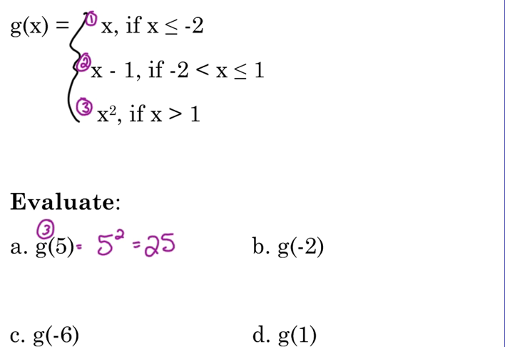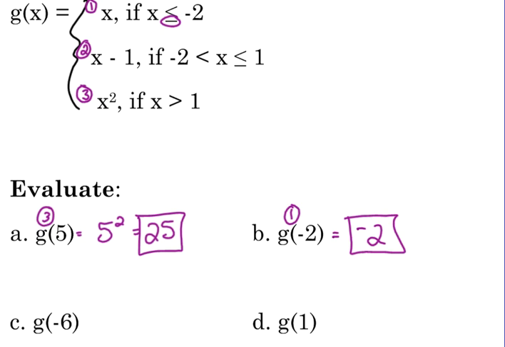Okay, G of -2. Which piece does that fall into? Piece 1. Because piece 1 has the equal to -2. So it's just x, so it's just -2. Okay. G of negative 6. Where does negative 6 fall? Piece 1. Because negative 6 is less than negative 2, so that's just negative 6.